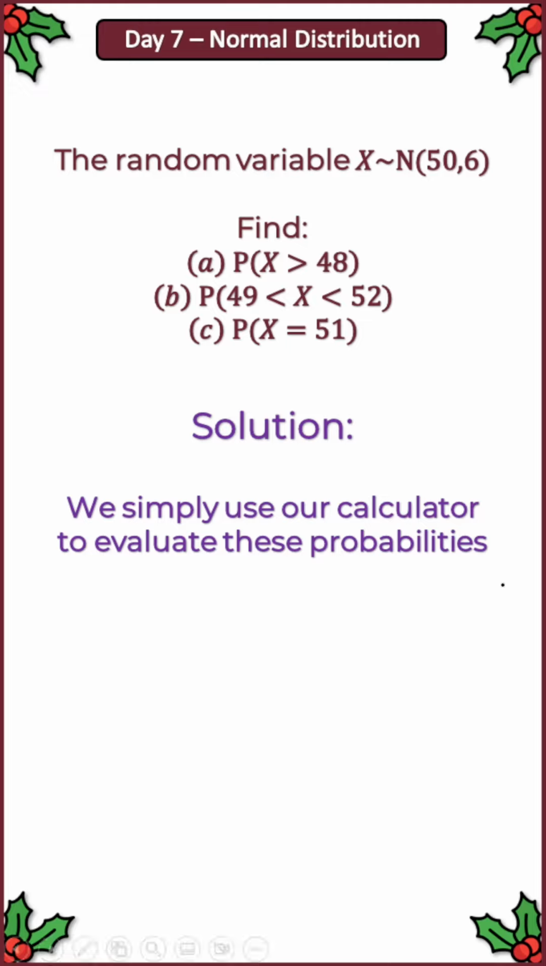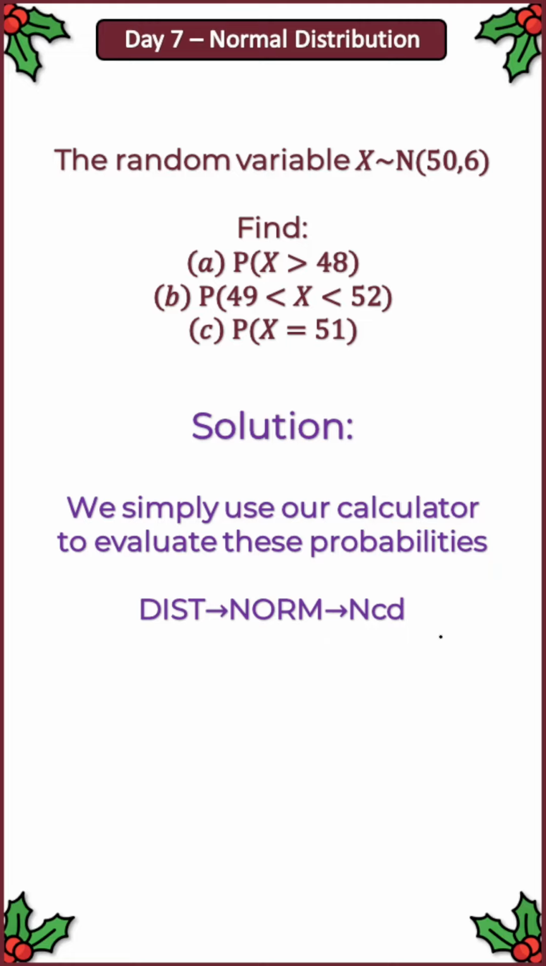So the first thing that we do is go into stats mode on our calculator. We then press distribution, so that's D-I-S-T here, which stands for distribution. We then obviously want the normal distribution, right? Because our random variable here is normally distributed. So normal, and then NCD here.